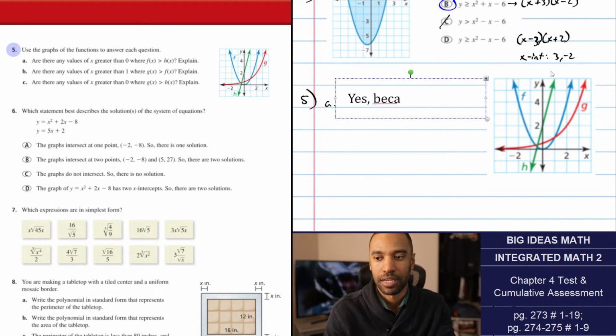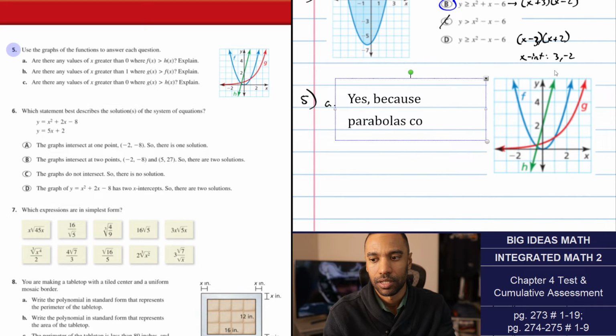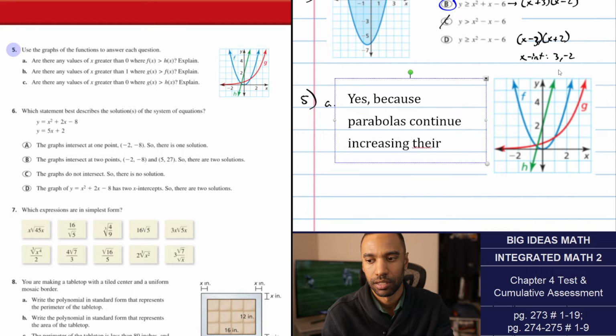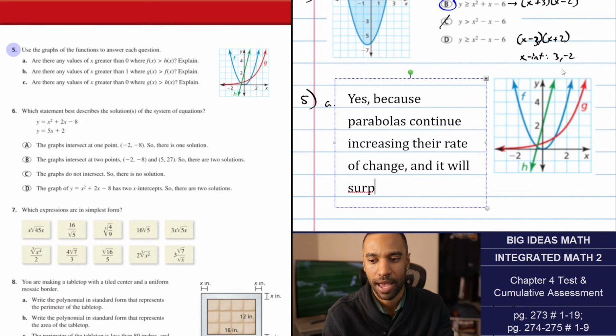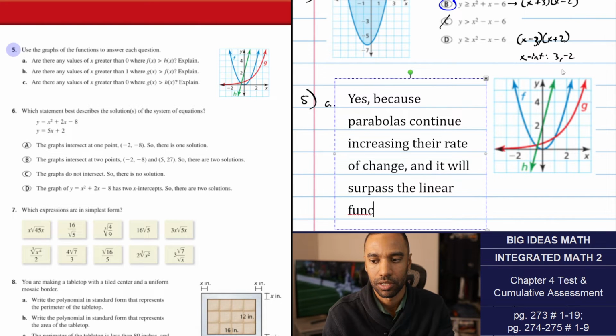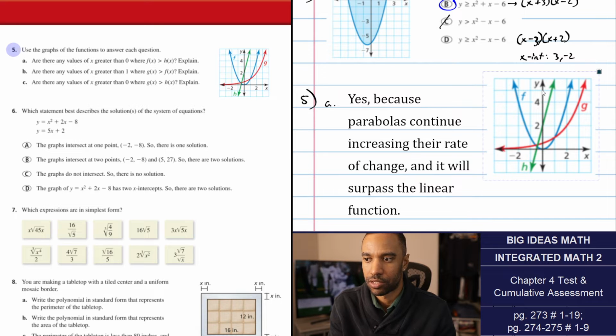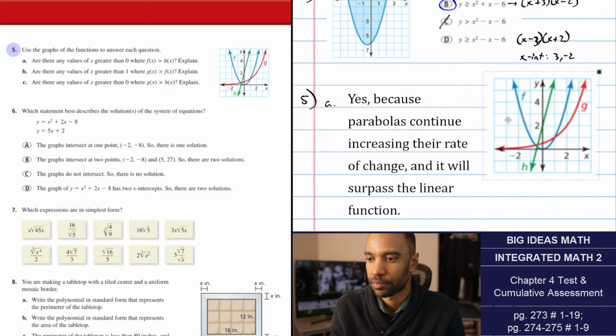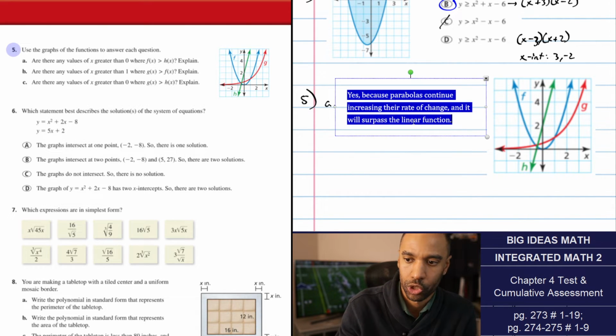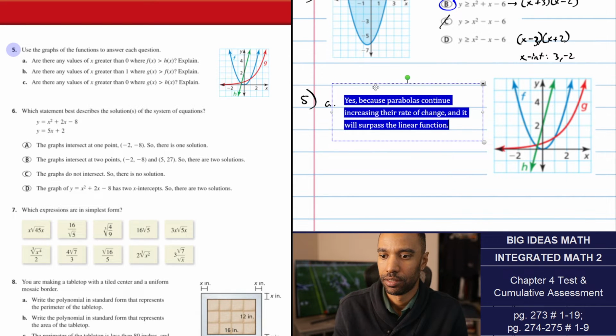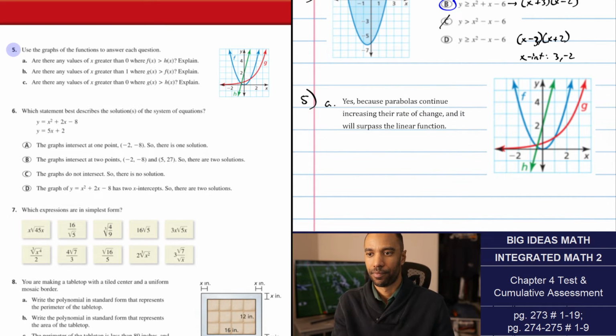Yes, because parabolas continue increasing their rate of change, and it will surpass the linear function. So yes to the first one. Just going to shrink it. Part A. Part B.